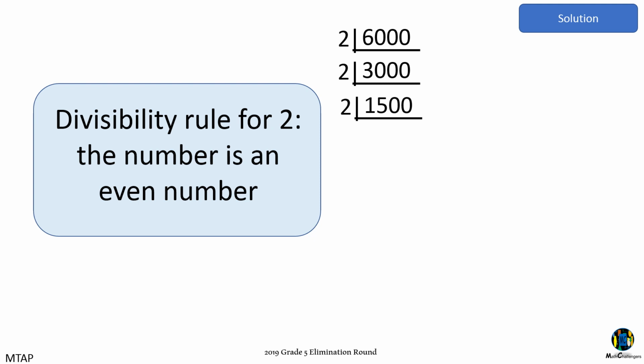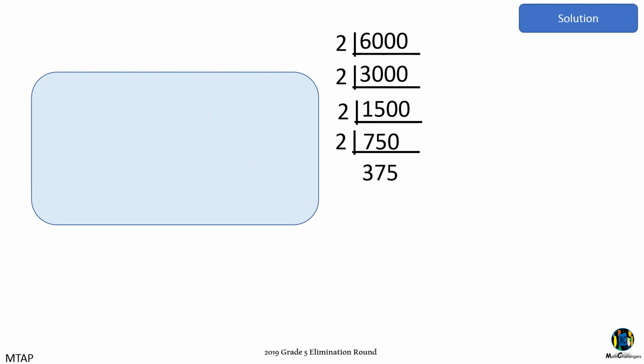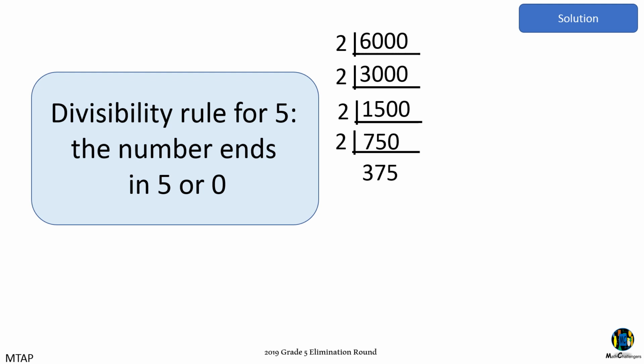1500 divided by 2 is 750. 750 divided by 2 is 375. Since 375 is not an even number, we can no longer divide it by 2. 375 ends in 5, so we can use divisibility rule for 5.